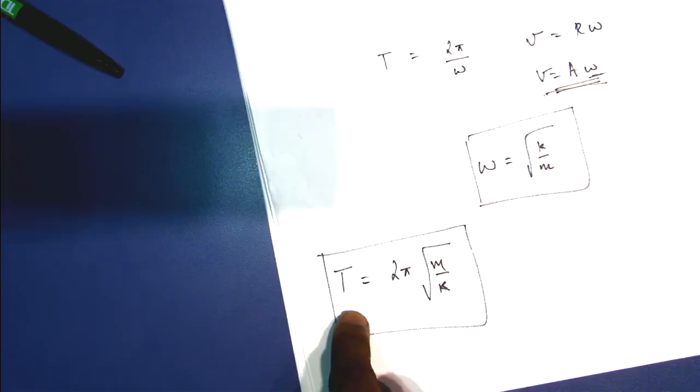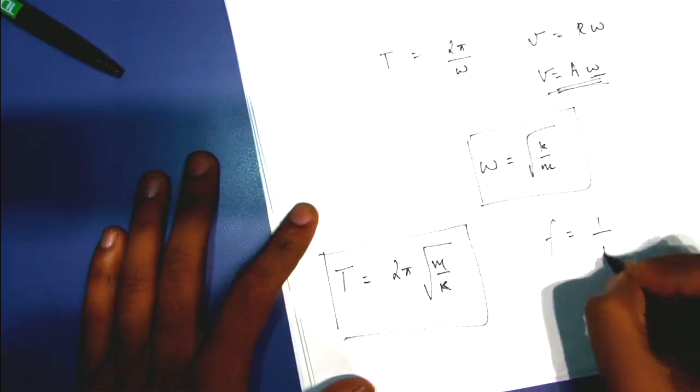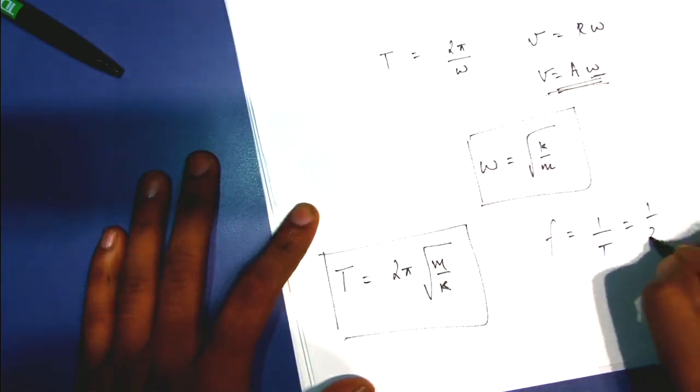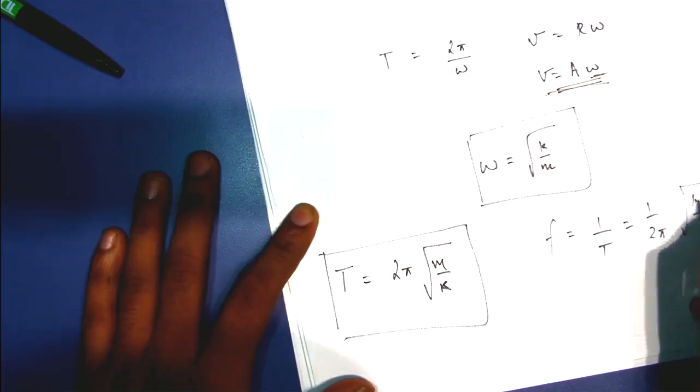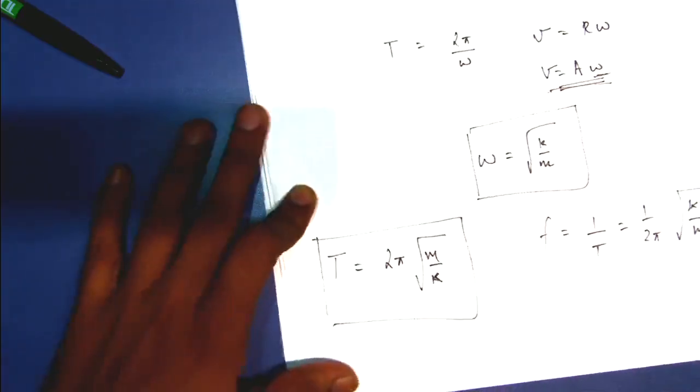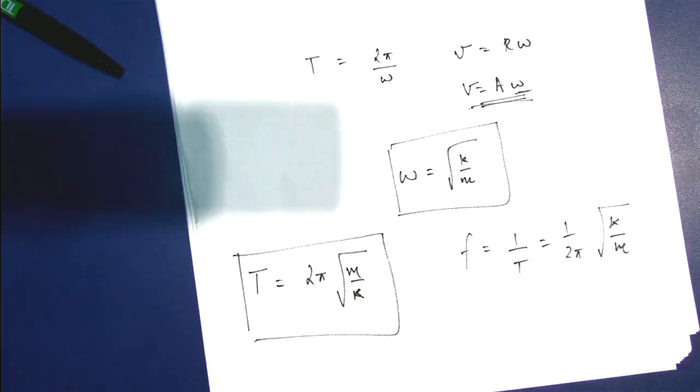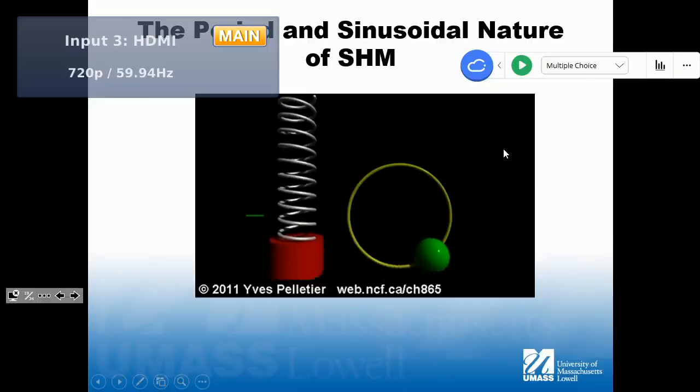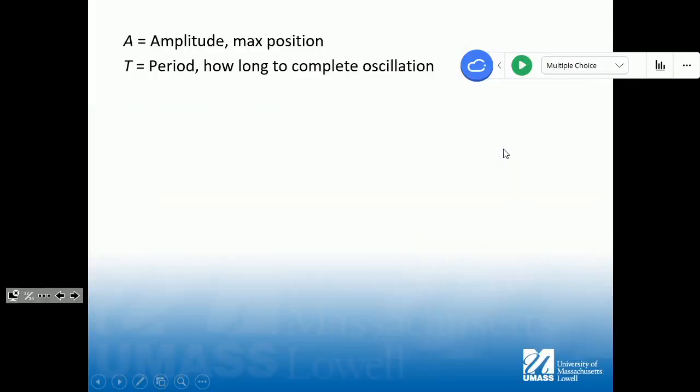Everyone with me? Okay. So if that is the time period, the frequency of the oscillation, which is the number of oscillations in 1 second, is 1 over that number. It's the inverse of the time period. So f is 1 over T, which is 1 over 2 pi under root k over m. And I don't need to have you read my writing. I'm pretty sure I put this on the slides. Okay.